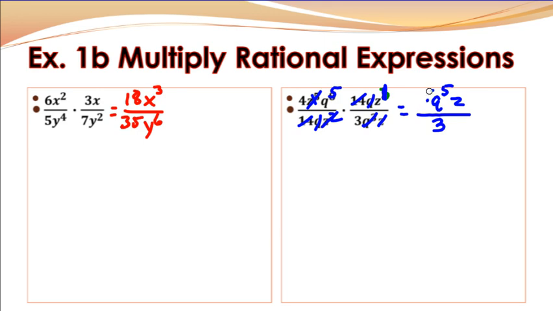Actually, this would not be 5. This would be 4, because we have the 4 here. So 4q to the 4th.